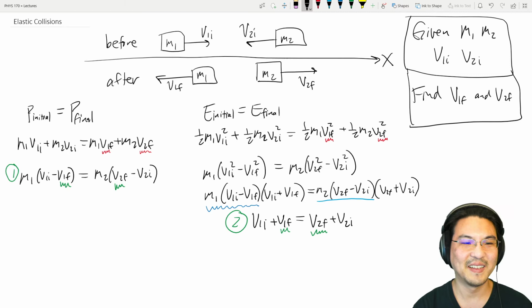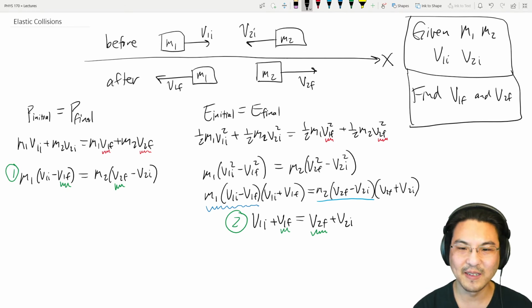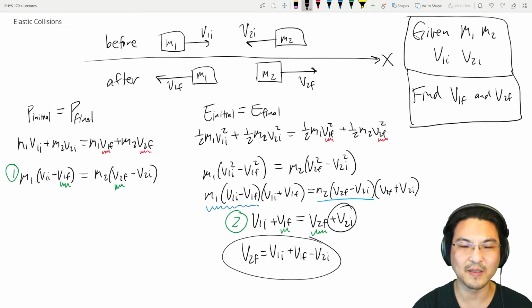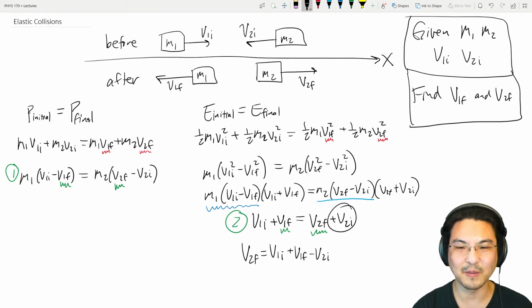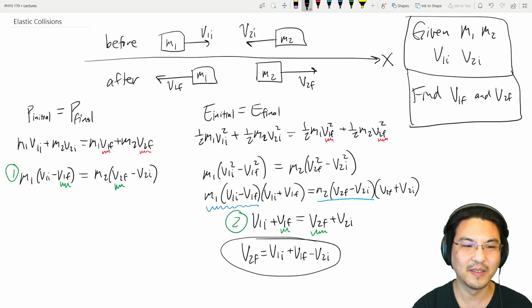Okay, so let's just do substitution. Let's say I want to solve for v1 final first. So I'm going to write an expression for v2 final right here. v2 final equals, I'm going to move this to the left side. Okay, so this is v2 final. I just simplified this one. And now I'm going to substitute this there. Okay, so let me do that.